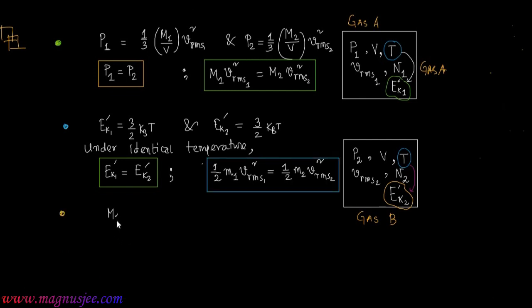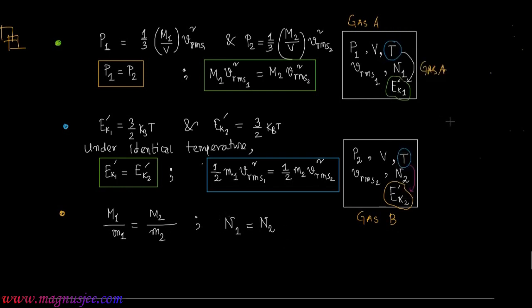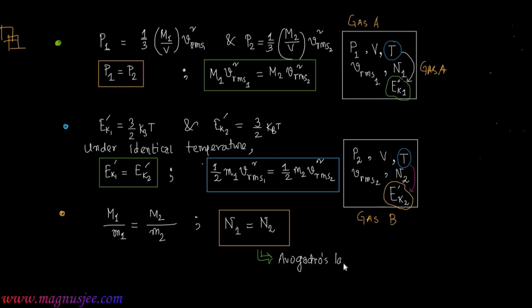Dividing the above relation with the lower relation, we get capital M1 by small m1 will be equal to capital M2 by small m2. Therefore, N1 will be equal to N2. That means the two gases will have the same number of gas molecules under identical conditions of temperature and pressure, provided the two gases have the same volume. N1 is equal to N2, and this is Avogadro's law, which is derived by using kinetic theory of gases.